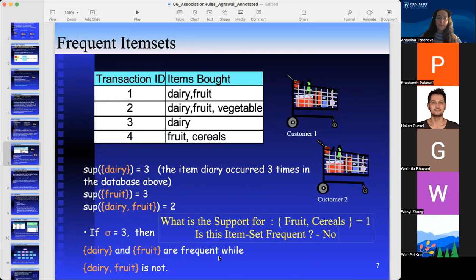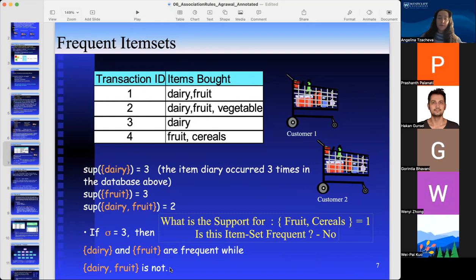Now, would dairy and fruit be frequent? Well, dairy by itself is frequent because dairy occurred 3 times, in transactions 1, 2, and 3. So do the fruits. They occurred in transactions 1, 2, and 4. Now, dairy and fruit together occur 2 times, in transactions 1 and 2.